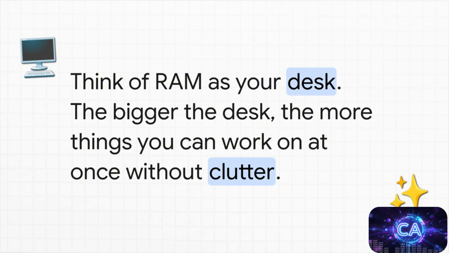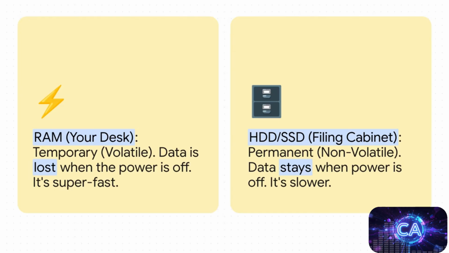That's exactly what having more RAM does for your computer. It gives you more space to multitask smoothly. So here's the crucial difference to get your head around. It's the desk versus the filing cabinet. RAM is your desk. It's for what you're actively working on.